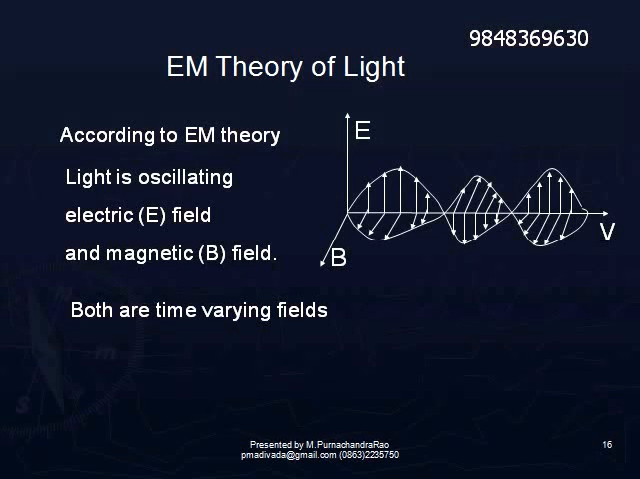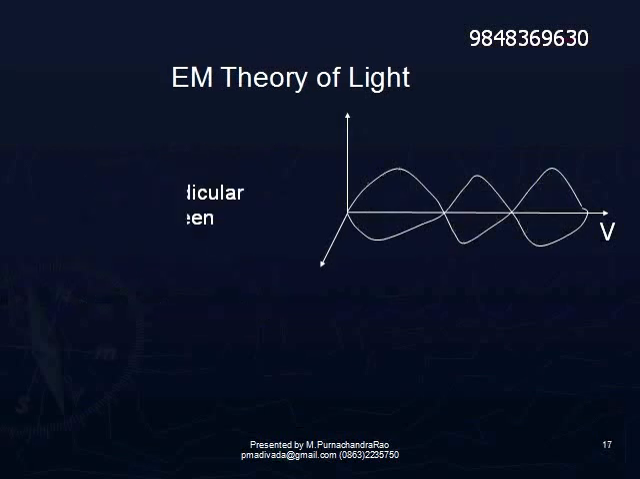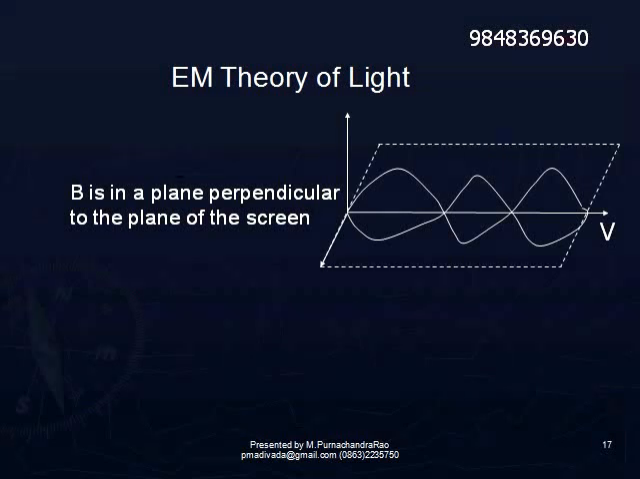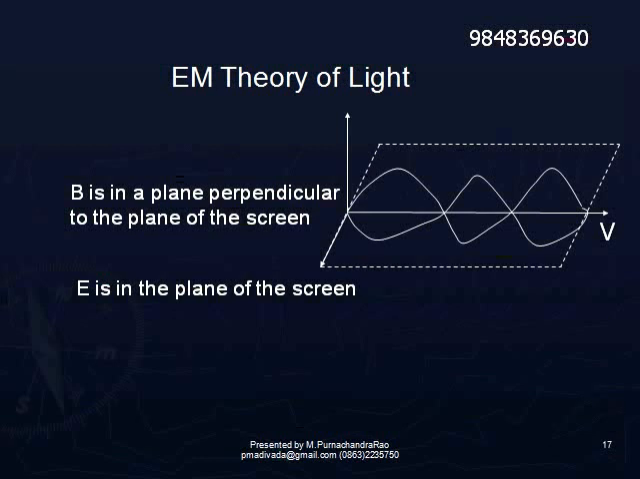Consider a plane perpendicular to the screen, into and out of the screen; that is the plane in which B is situated. Imagine a plane horizontally into this screen and out of the screen. That is the plane in which the vector B is situated. And the vector E is situated in the plane of the screen, and it will be moving up and down. So the electric field vector will be varying in the up and down direction.